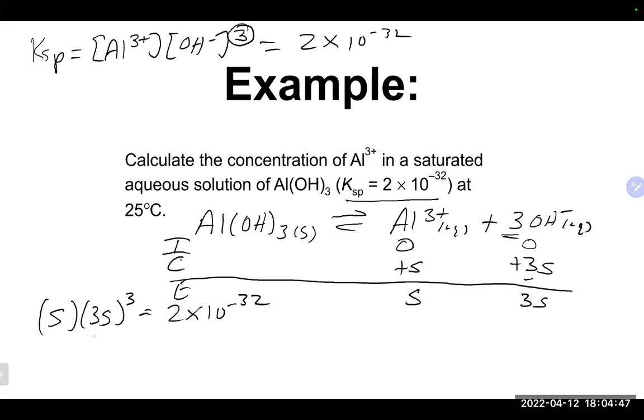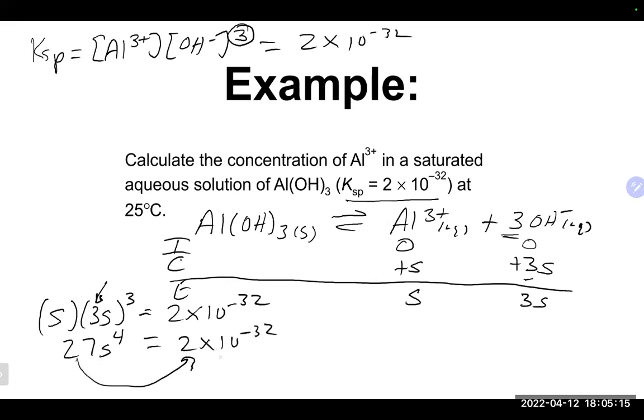Doing some cubing of both things in the parentheses, which is very commonly missed by people, does give us 27 S to the 4th. And that 27 comes from 3 times 3 times 3, which is very commonly not done by people. They just square or cube the S, not the actual number that is there. And that would equal our 2 times 10 to the minus 32.